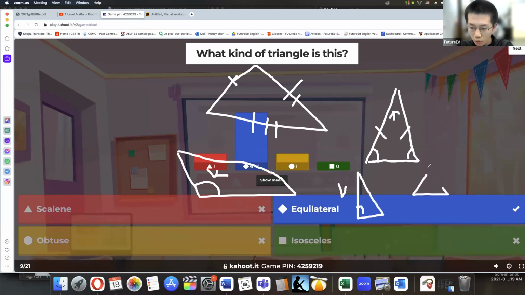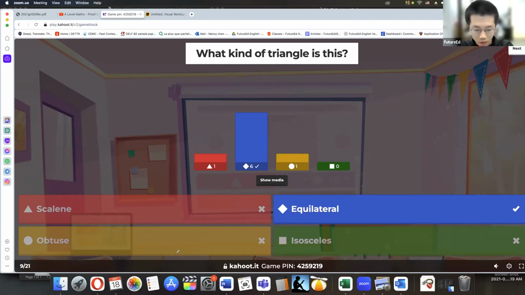Which one is the right triangle? We'll see. Let's look at the next question. All right, let's move on. If I can get my mouse to work.